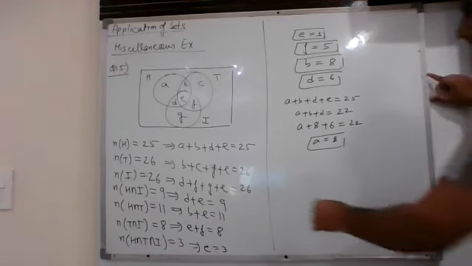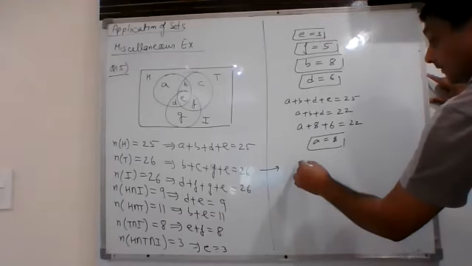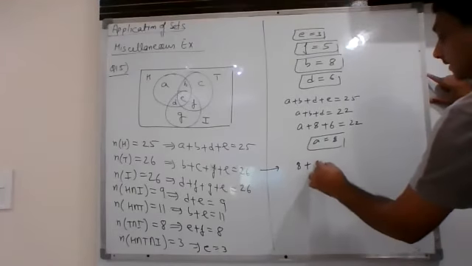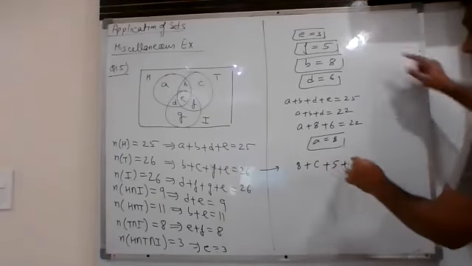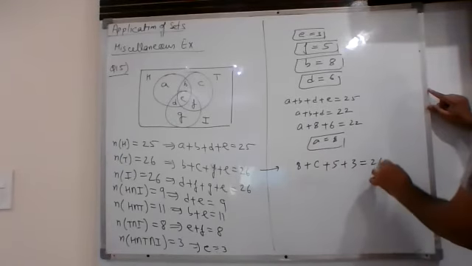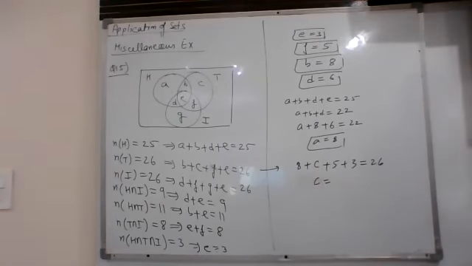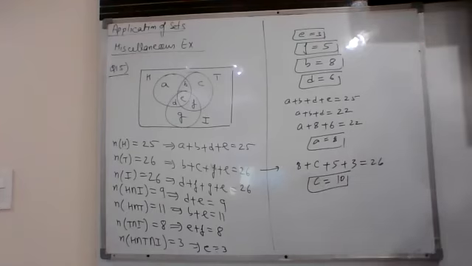Now similarly, this equation will give us the value of the unknown quantity. So B is 8 plus C is unknown, F is 5 plus E is 3, so that is equal to 26. Now solve it. 8 plus 8, 16. So C will be equal to 10.